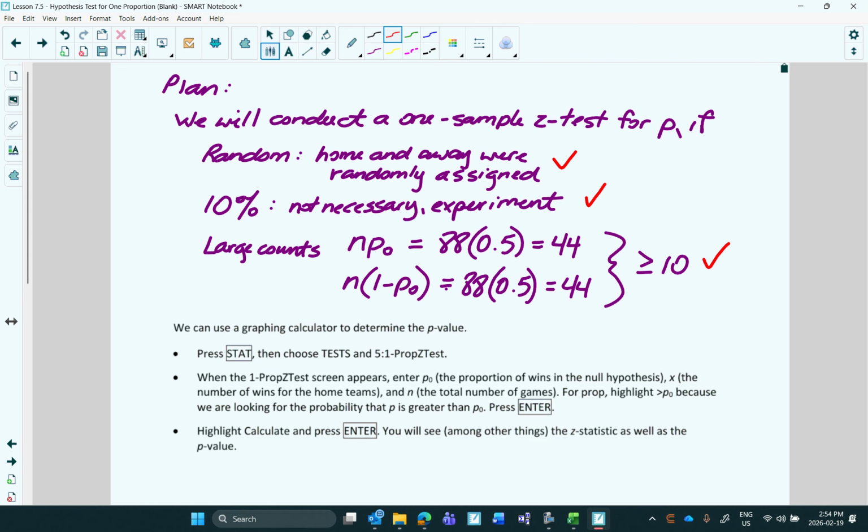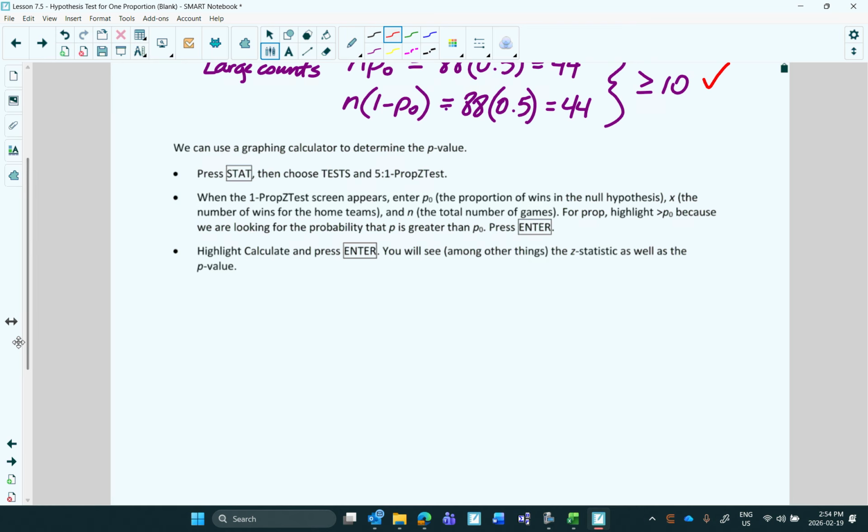Now, instead of doing all that work that we just did, you use your graphing calculator and you use this function.